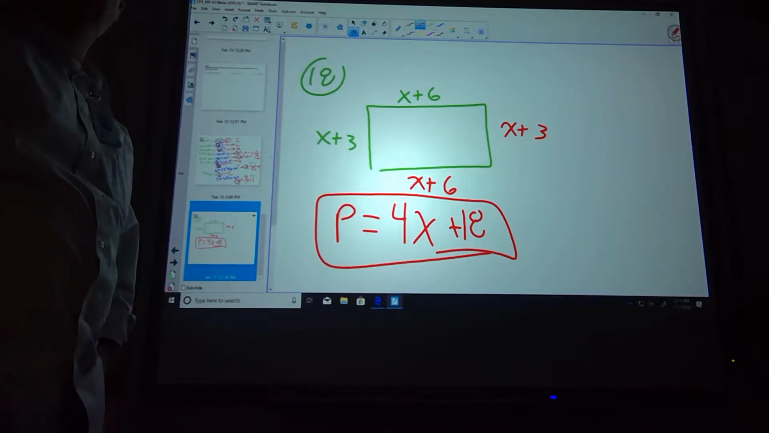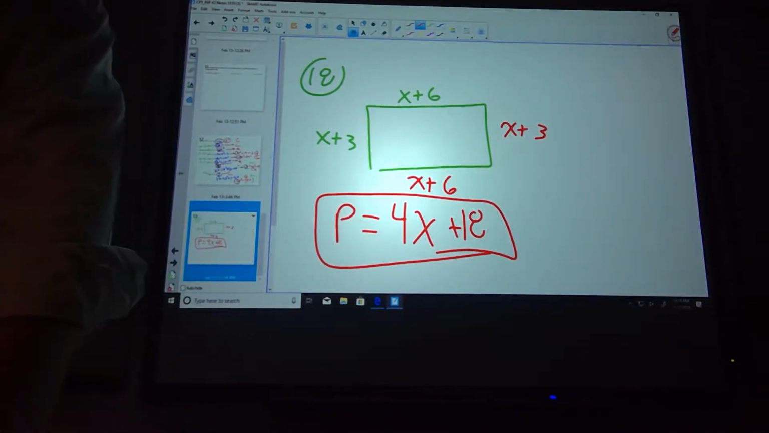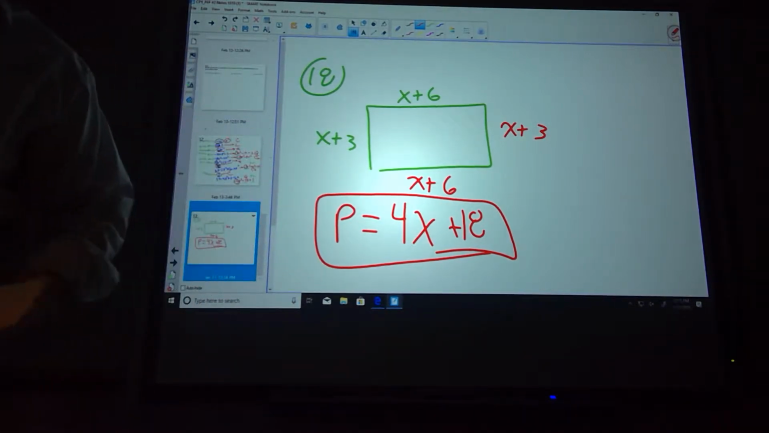Anything else on that? Will you make sure your name is on top of that? And pass it forward, please. And I will make sure I put that in the grade book for you.